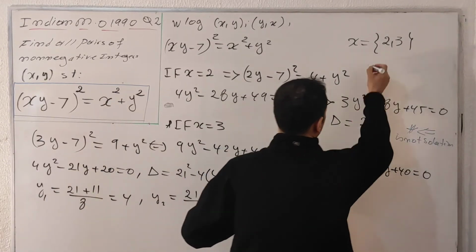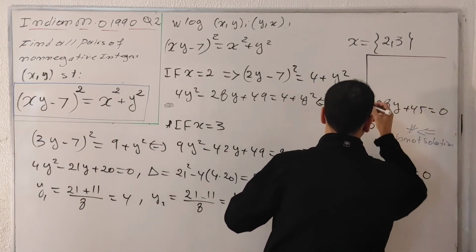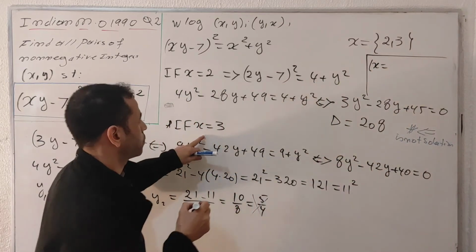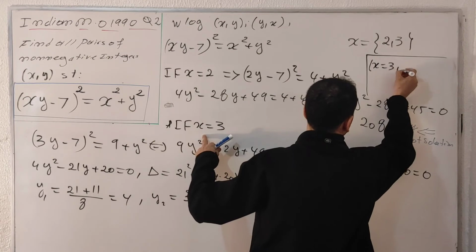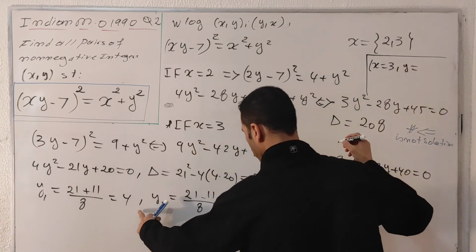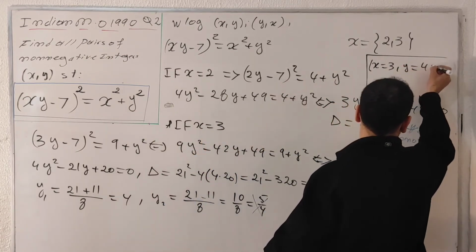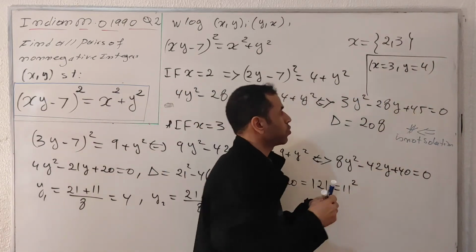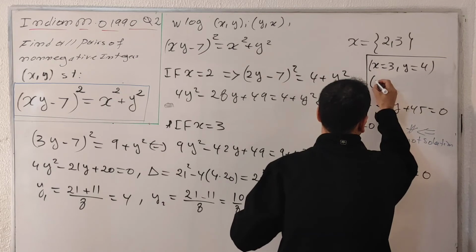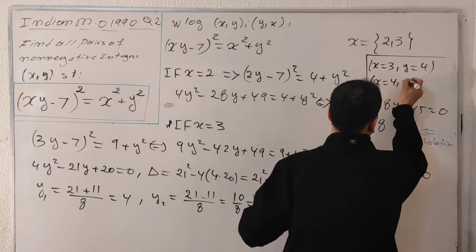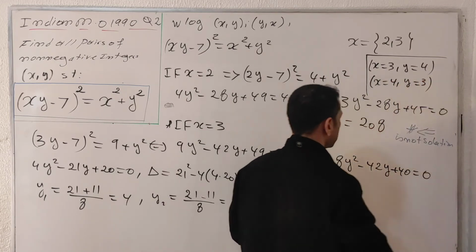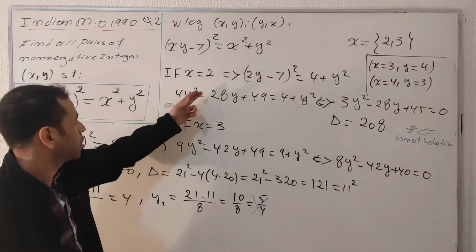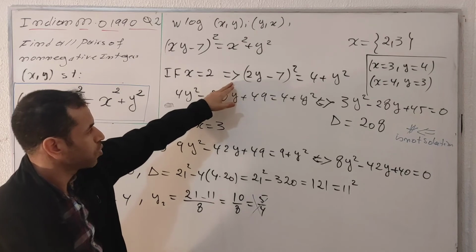Now I have the following solutions. I have x equals 3 with y equals 4. Since we have a symmetry here, I'm going to take the copy of this one. So the following solution becomes x equals 4 and y equals 3. So I have extracted only two solutions from this equality. So we have other solutions.